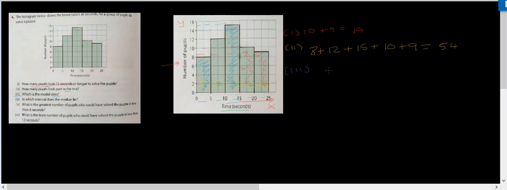So the modal class is going to be equal to 10 to 15 seconds, and that's this group here, because it shows up with the most frequency. So the mode is the value that shows up with the most frequency.